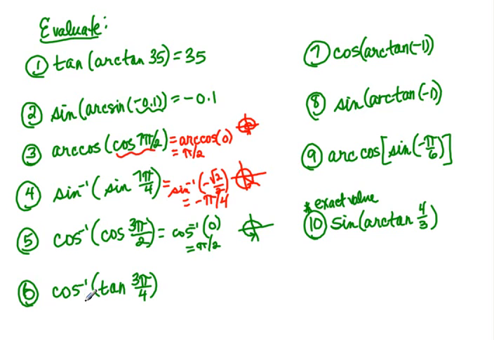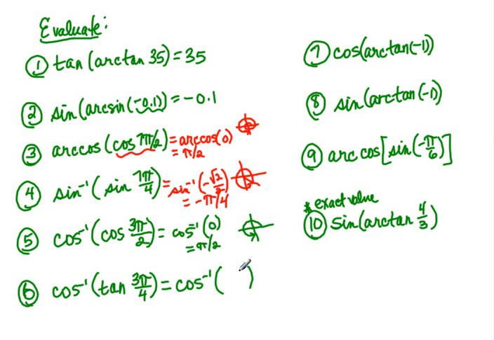Now you can combine inverse with tangent and so on. So let's think about this now. If I want to find the arc cosine or inverse cosine function of tangent of 3 pi over 4, I'm just going to have to work this in steps. I need to figure out first what is the tangent of 3 pi over 4.